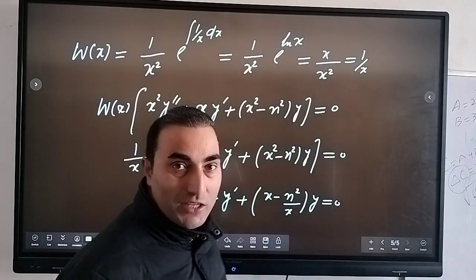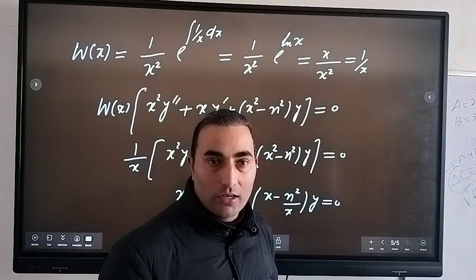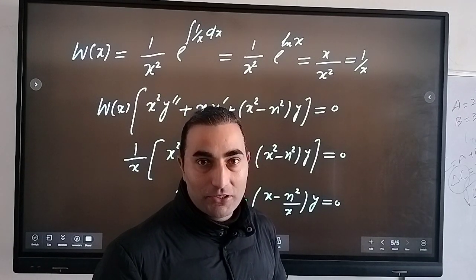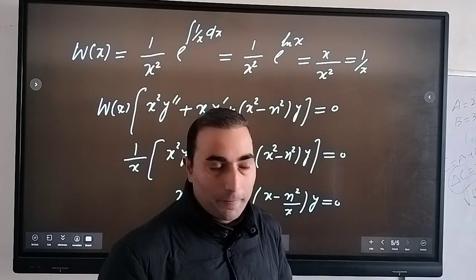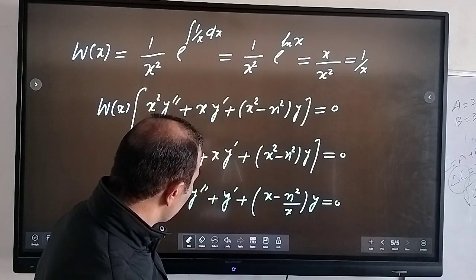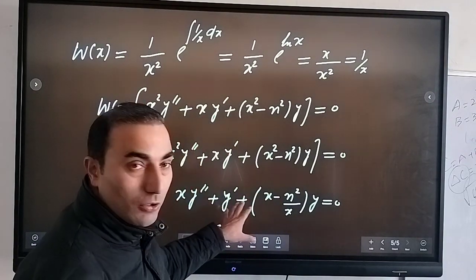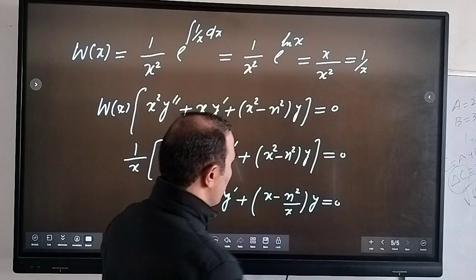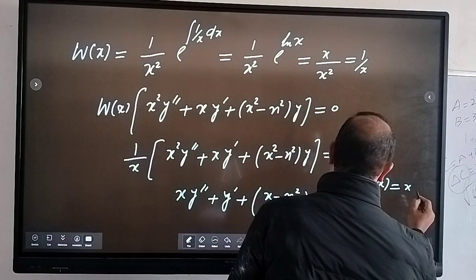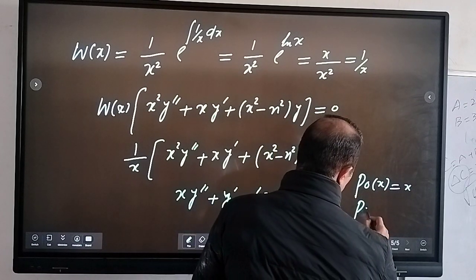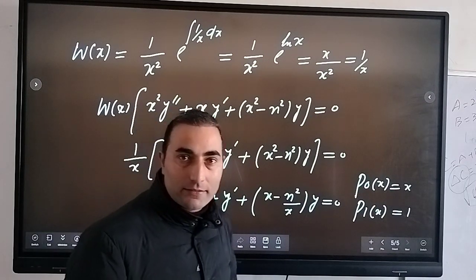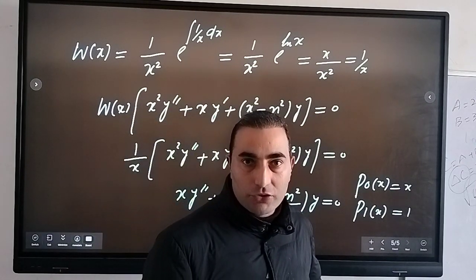And now we have to make a quick check whether this differential equation is in self-adjoint form or not, or whether the corresponding operator is Hermitian or not, or we can say self-adjoint or not. So you can interpret it in many ways, right? Now, first of all, let's have a look. What's our p0 of x from here? Our p0 of x is equal to x, and p1 of x is equal to 1, right?